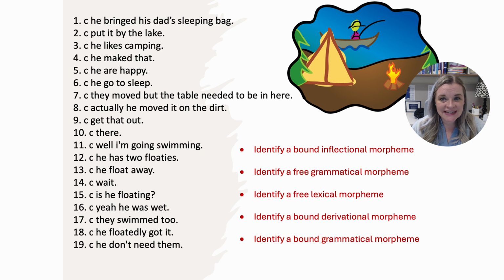I don't know if you've seen it in there. It's toward the bottom. It's item number 18, or excuse me, utterance number 18. He floatedly got it, right? There's possibly more than that, but floatedly, the ly at the end would change floated to an adverb, right? That's maybe not the greatest of examples, but it's definitely something that would work for this situation.